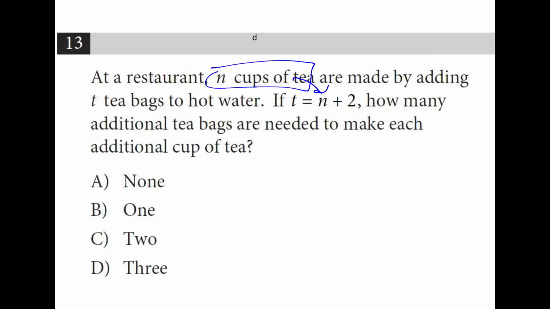N is the cups of tea, and T is the tea bags. So if we wanted to increase N by 1, how much would T increase by, or have to increase by? And the answer is just 1, 1 to 1.